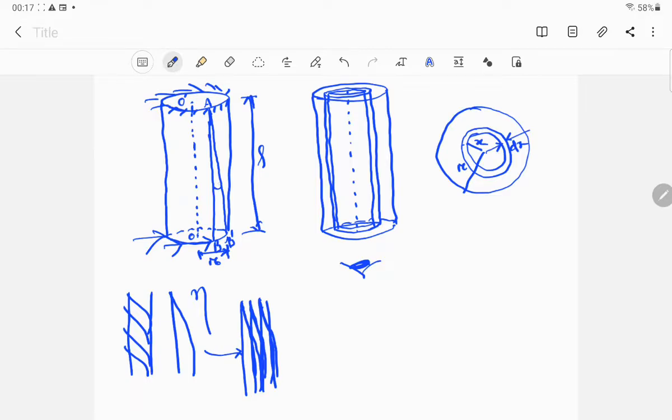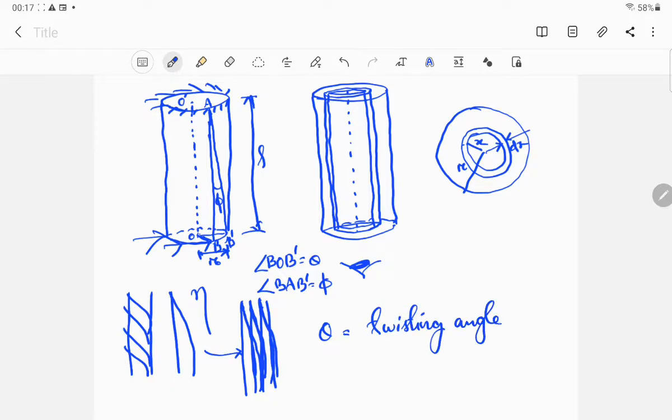This is twisted through an angle, which I will consider to be phi. On the surface it is phi, and this angle is also twisted. Initially it was OB and now it is OB dash, and so angle BOB dash is equal to, say, theta. Angle BAB dash is equal to phi. Here we will be considering that theta is the twisting angle.